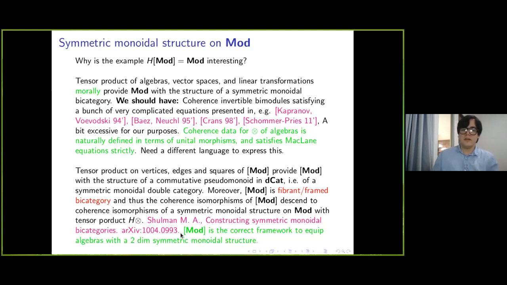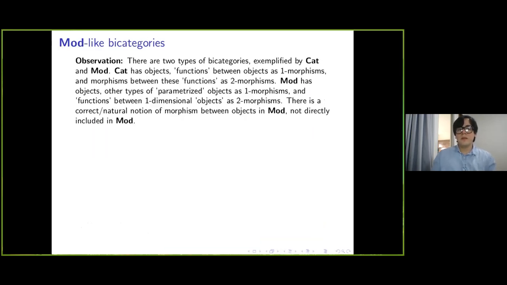So in it, he argues that these double categories are actually the correct framework to equip, in this case, algebras with a two-dimensional symmetric monoidal structure. And he points out the following observation, that there are essentially two types of bicategory, exemplified by categories and by bimodules. So categories have categories as objects, functors as horizontal or one-dimensional morphisms, and natural transformations as two-morphisms. So the horizontal morphisms are a type of function, and composition is strictly associative. And this is sort of the correct way of comparing categories.